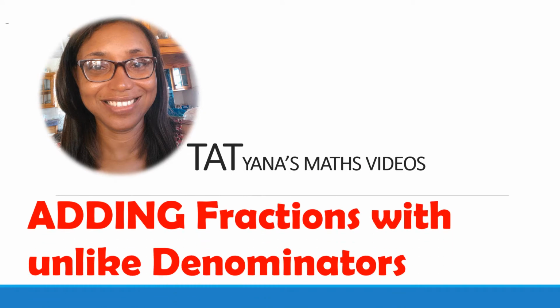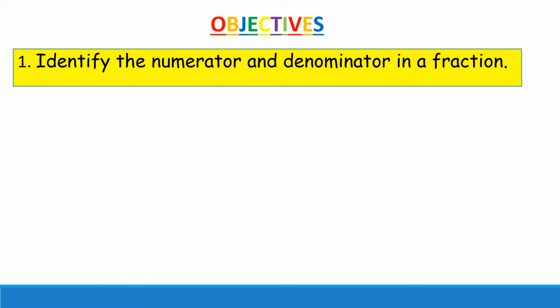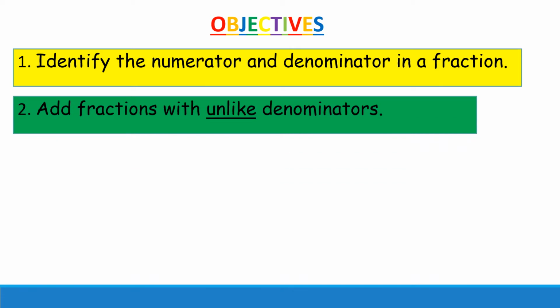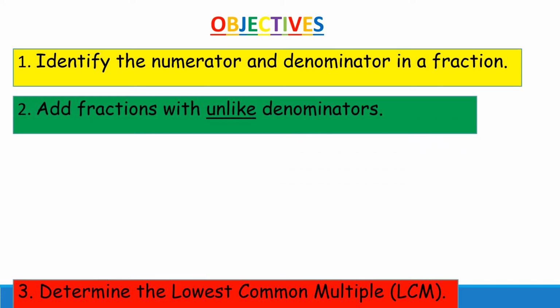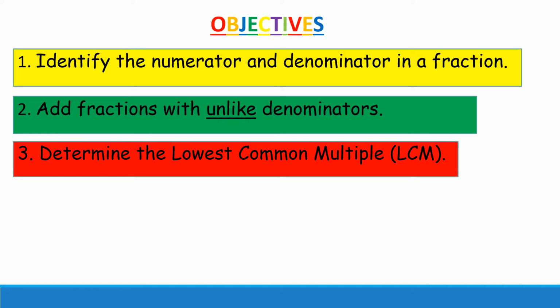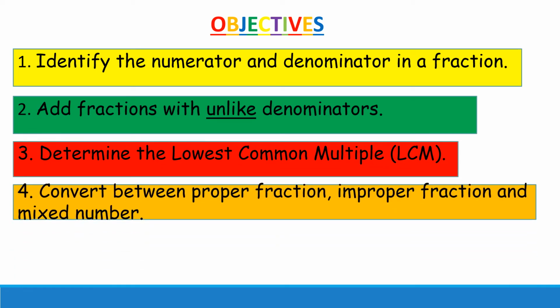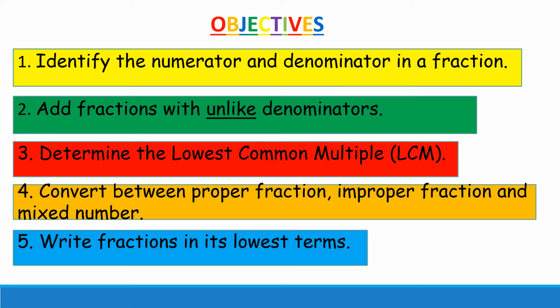We're going to be looking at adding fractions with unlike denominators. Our objectives are: 1. Identify the numerator and the denominator in a fraction. Add fractions with unlike denominators. Determine the lowest common multiple, the LCM. Convert between proper fraction, improper fraction, and mixed numbers. And then write these fractions in their lowest terms.